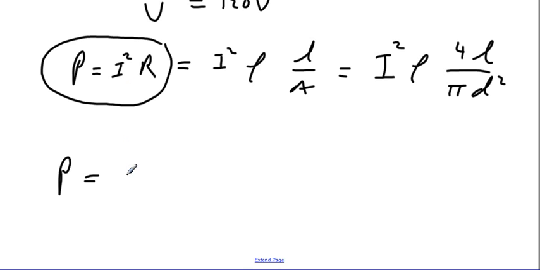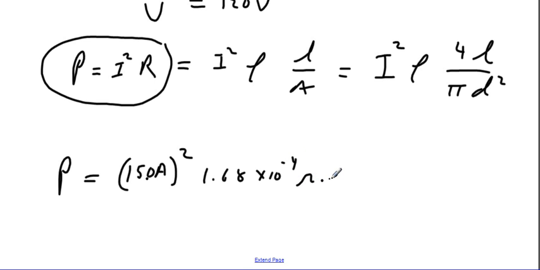Okay, so I've got 15 amps squared, resistivity of copper 1.68, 10 to the minus 4th ohm meters. 4 is 4. The length.